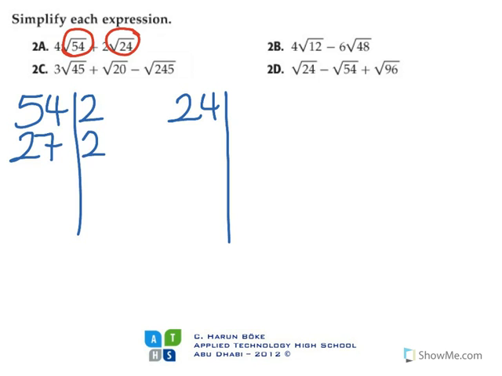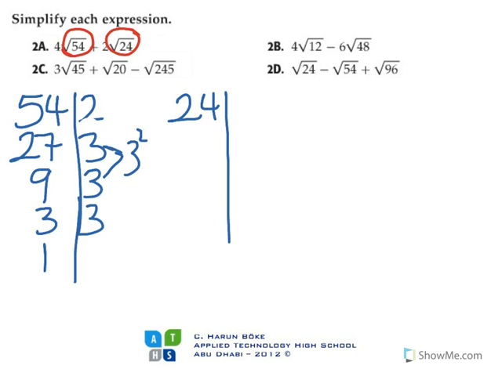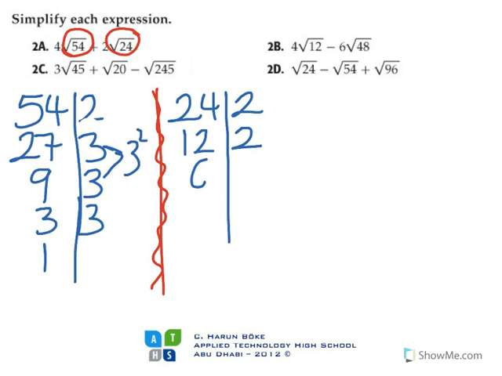If we divide by 3, we get 9. If we divide by 3, we get 3. And if we divide by a further 3, we get 1. So we are done. Now you see, for 54 we have 3 squared inside. Whereas for 24, we divide by 2, we get 12. We divide by 2, we get 6. We divide by 2, we get 3. And then we divide by 3 to get 1. So here we have 2 squared.